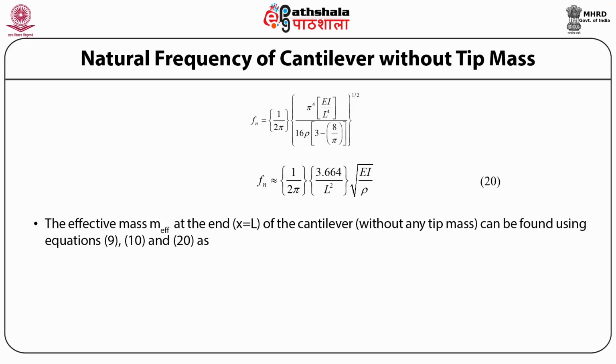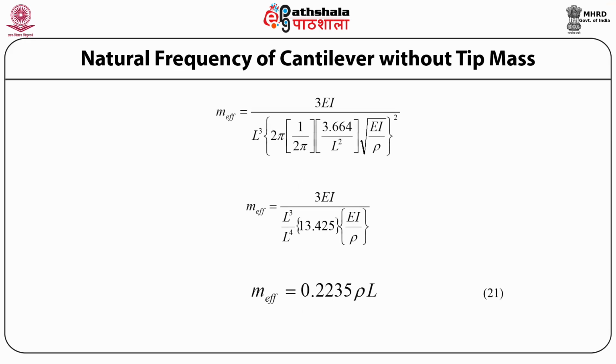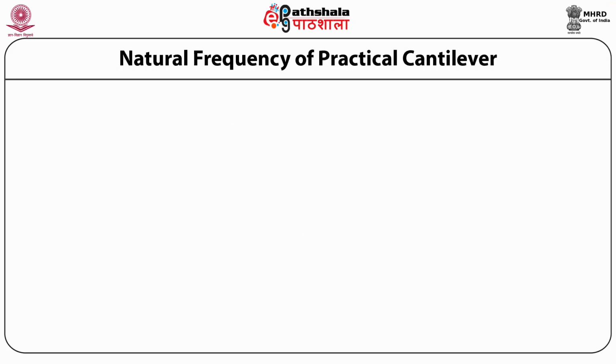Now the effective mass, that is M effective, is equal to K upon 2 pi Fn square, where K is 3EI by L cube, which we have already derived. So the expression for M effective is 0.2235 rho L.